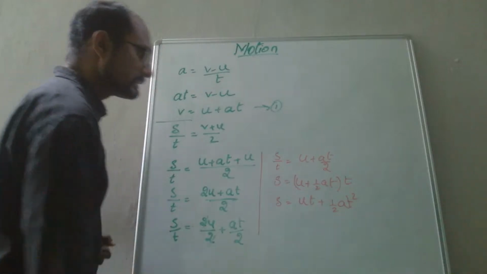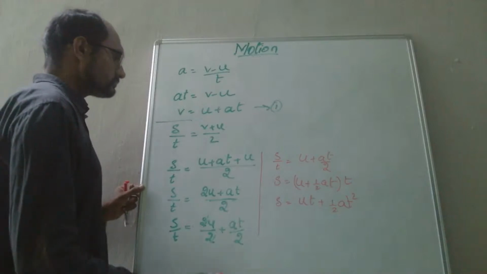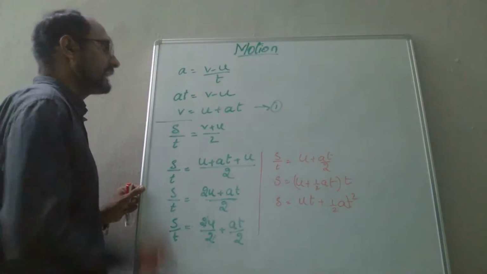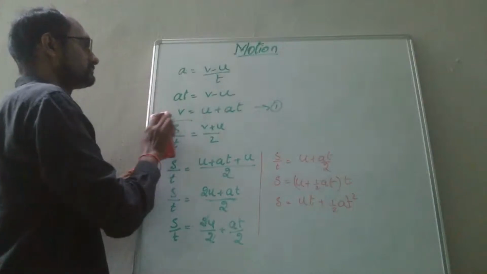Now coming to the third equation of motion. Where do I write that? I would rub both equations to accommodate the third one.